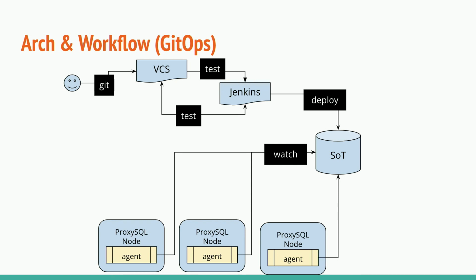This is how the workflow looks. The user has an interface as Git to Fabricator or GitHub. Jenkins executes PyTest, and when there is a new commit in master, Jenkins deploys the configuration change to the source of truth, and the ProxySQL Manager agents watch for changes in the source of truth and apply the changes.